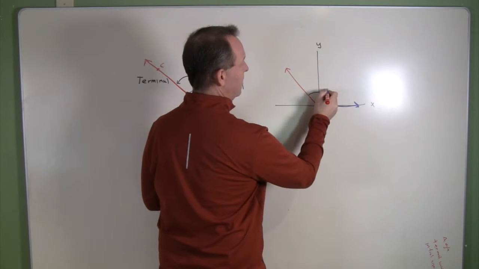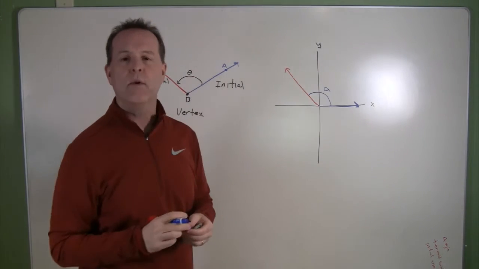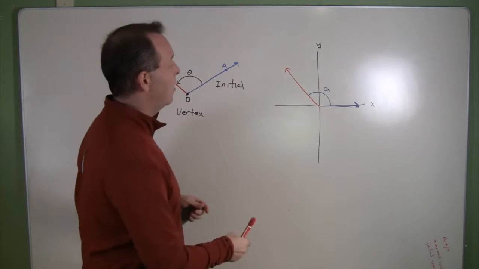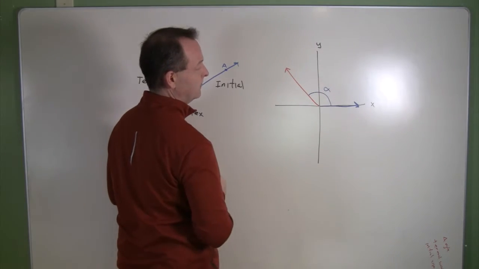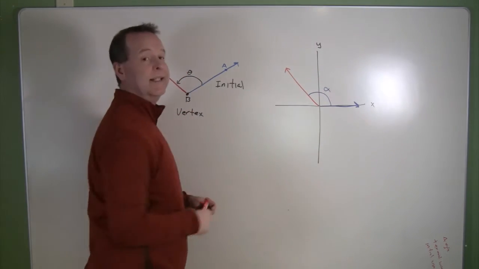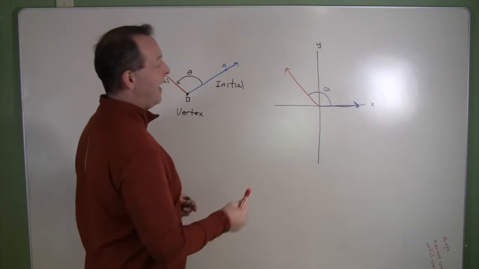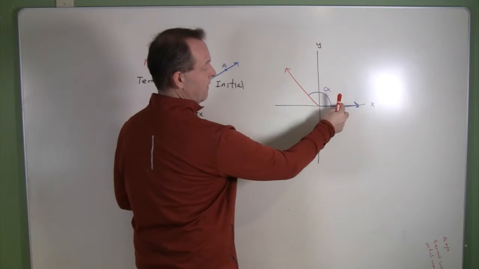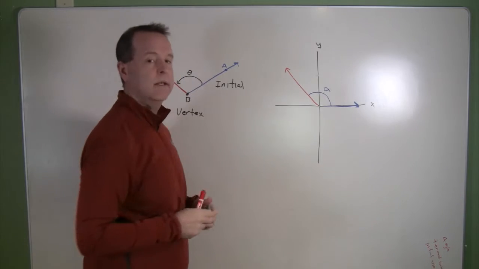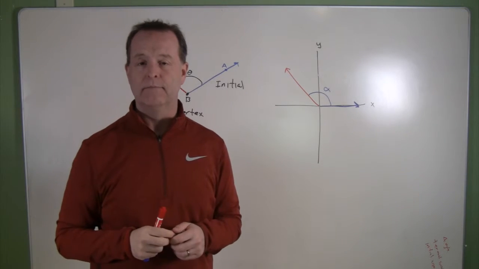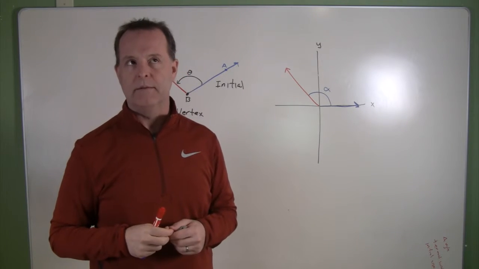In this case, we can call it maybe alpha or whatever we want to use. And so this angle, alpha, the terminal ray terminates in the second quadrant. And because we're moving counterclockwise, we're going to call that a positive angle.